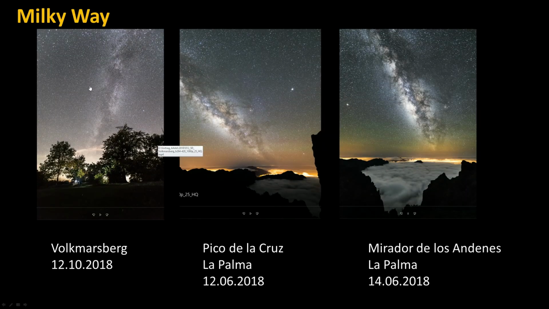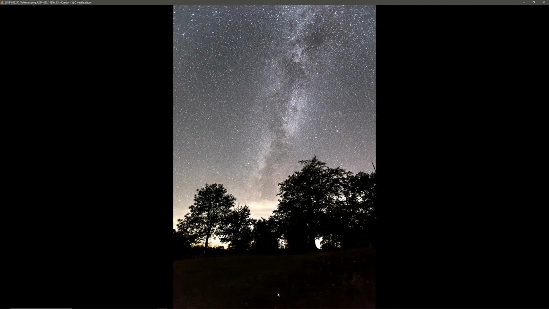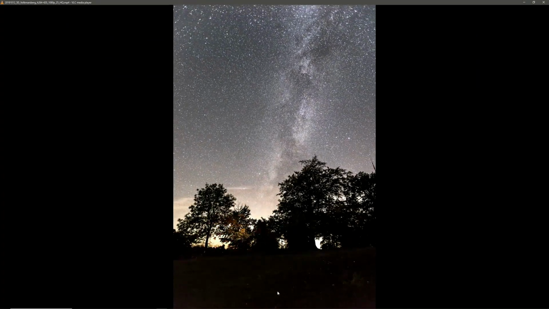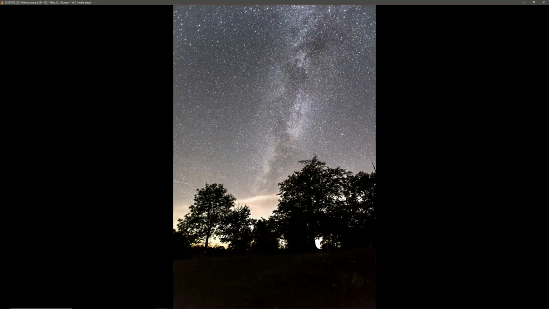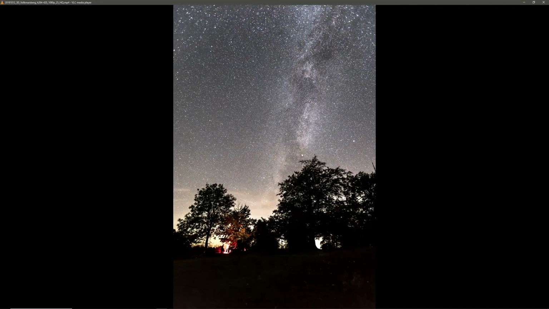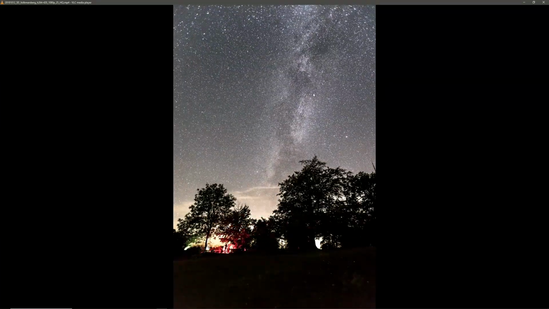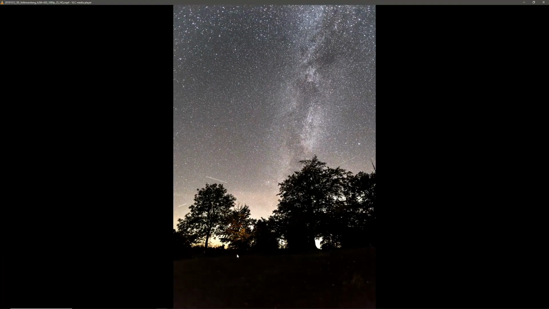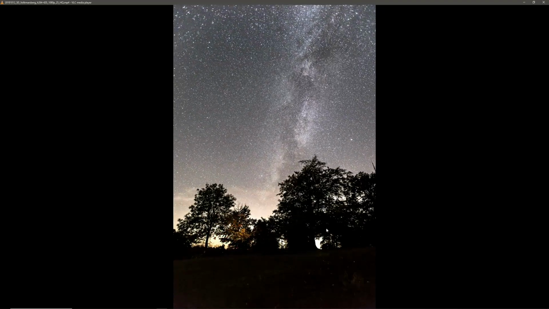Okay, now I'm going to continue with some examples, and this is to show you that you can also shoot the Milky Way in not so perfect areas. This is on Volkmarsberg, a mountain close to Oberkochen, my hometown, and you have the winter Milky Way. Actually, this is up here, Cygnus. The Milky Way turning around while some people down here are sitting around.